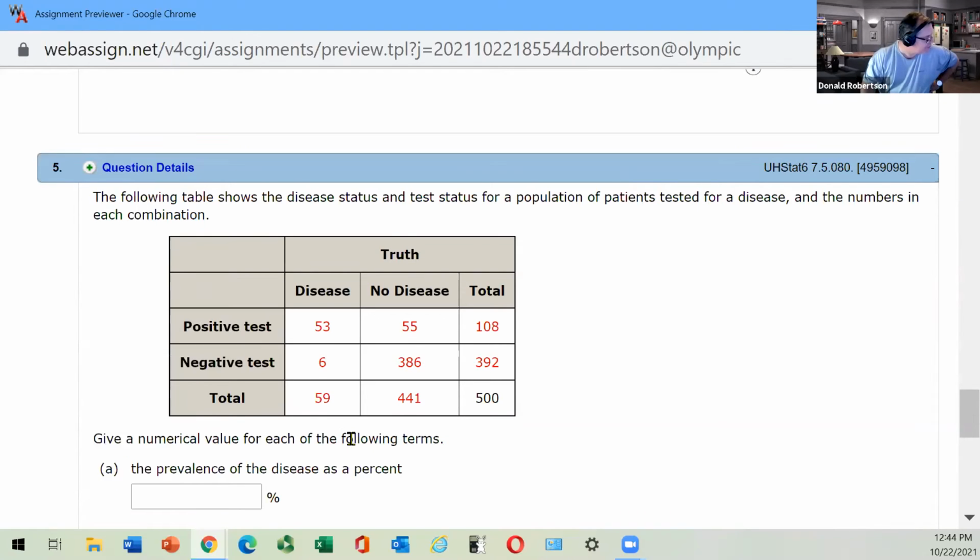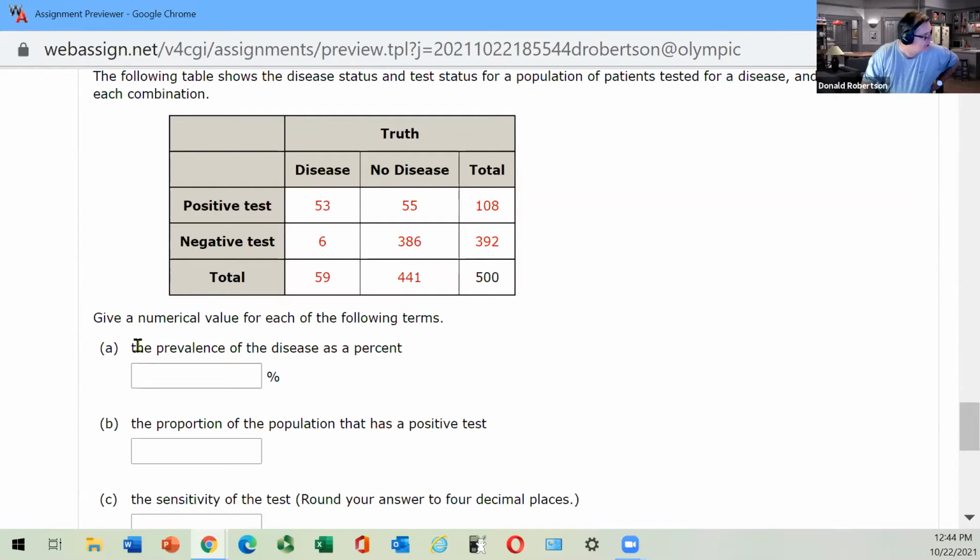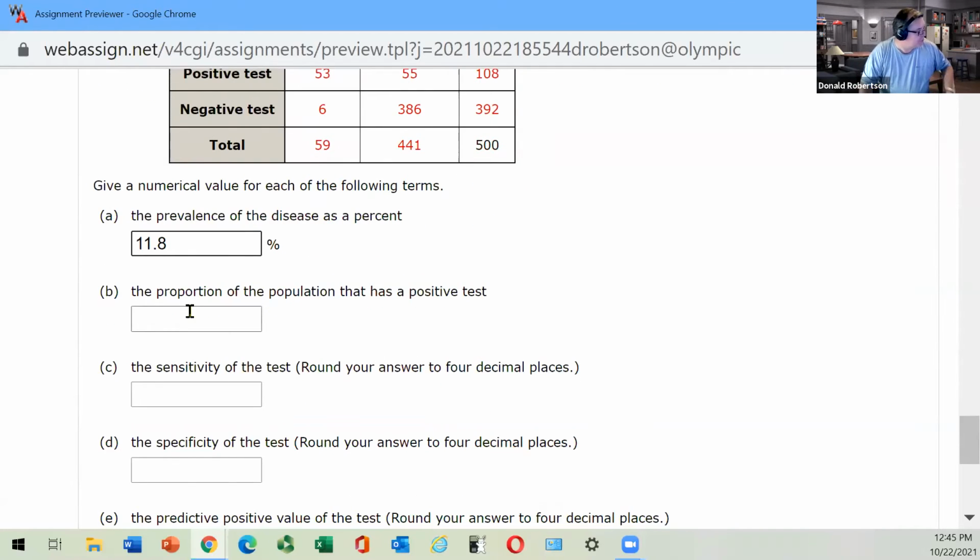Okay, so let's look at this table and see how we can use this table to answer some questions. So the first question is the prevalence of the disease as a percent. Okay, so if you look at this, by the way, this is 500 people. So they checked 500 people to get this data. Would you agree that there's only 59 have the disease out of totally 500? So if you want to find that as a percentage, you take the total number who have the disease, which is 59, out of the total number in your sample, which is 500, and you make that a percentage. So 59 divided by 500 is 11.8%. And we're comfortable where that number came from. Okay. Now, the next word they use is proportion.